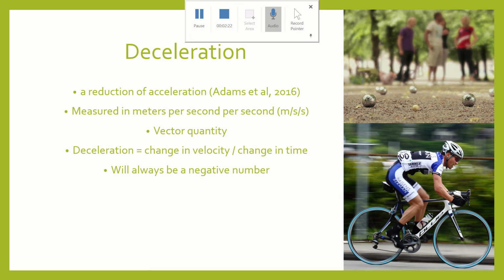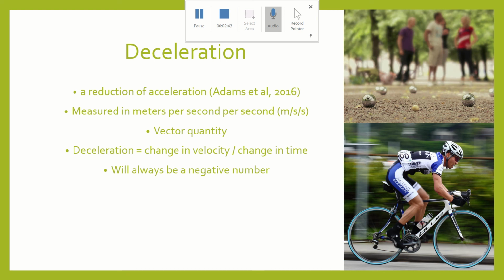Deceleration is a reduction of acceleration, and it's also measured in meters per second per second. However, the value for deceleration is always going to be a negative number. It's also a vector quantity. The equation for deceleration is exactly the same as for acceleration. Change in velocity divided by time.